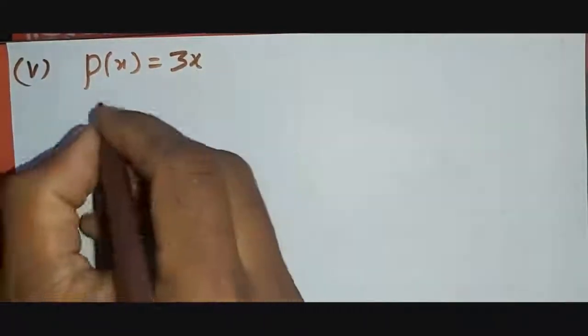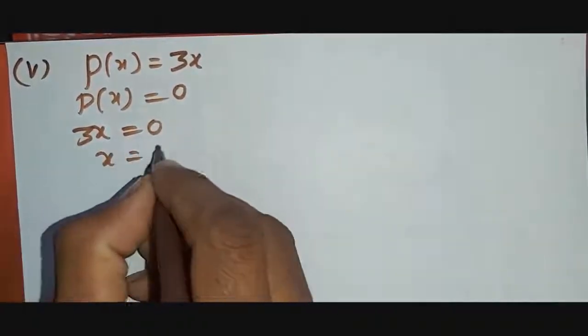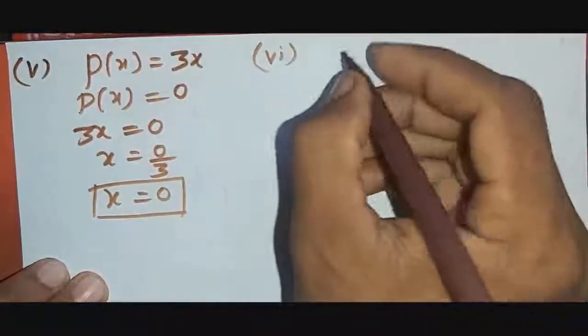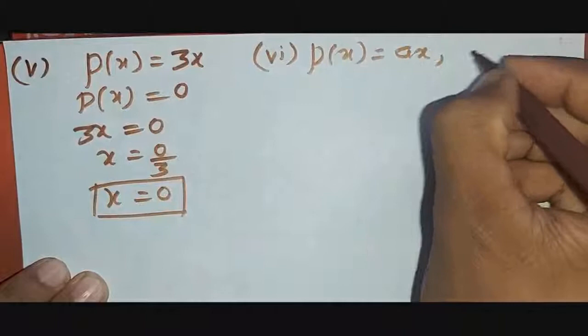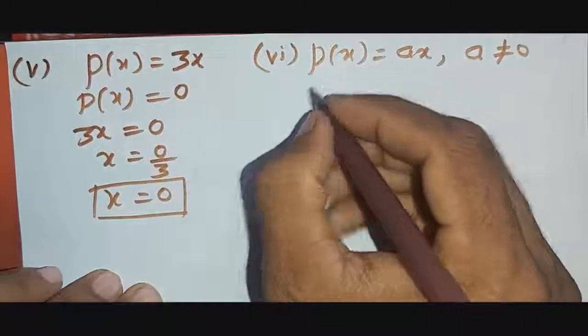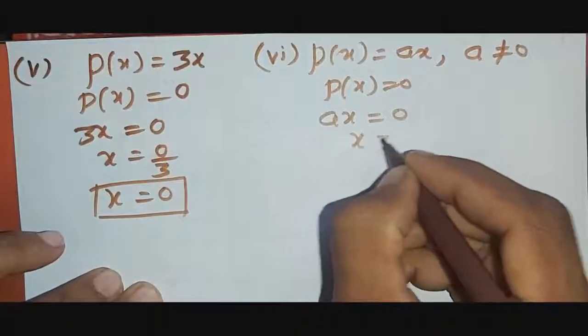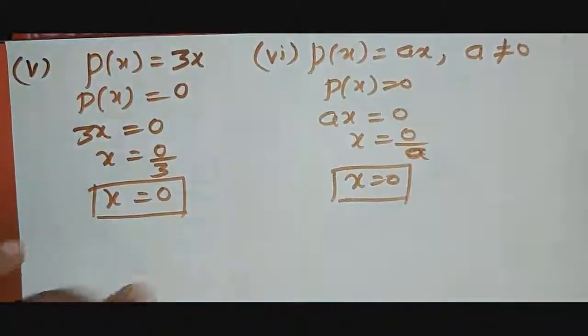Okay, p of x is equal to 3x. P of x is equal to 0. 3x is equal to 0. That is x is equal to 0 by 3. X is equal to 0 by 3 is always 0 only. Okay. Sixth one. P of x is equal to ax, a is not equal to 0, right? Therefore, P of x is equal to 0, ax is equal to 0. Therefore, x is equal to 0 by a, which is always x is equal to 0 only.